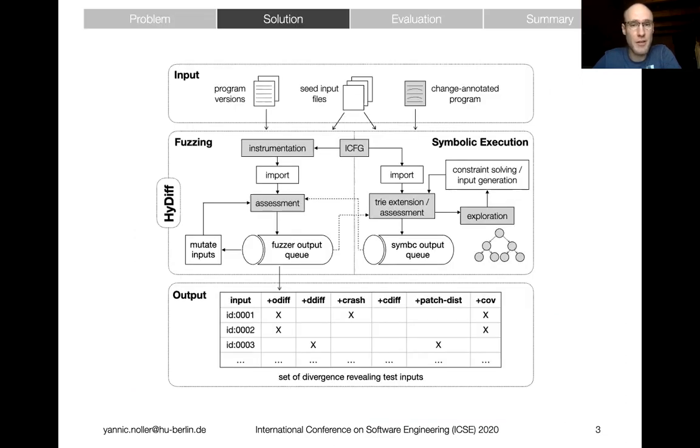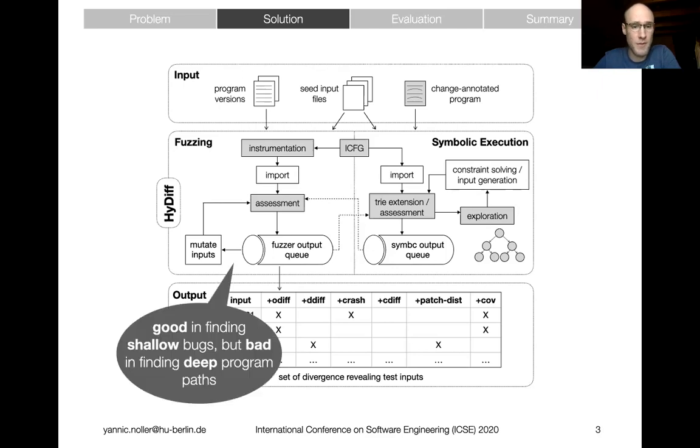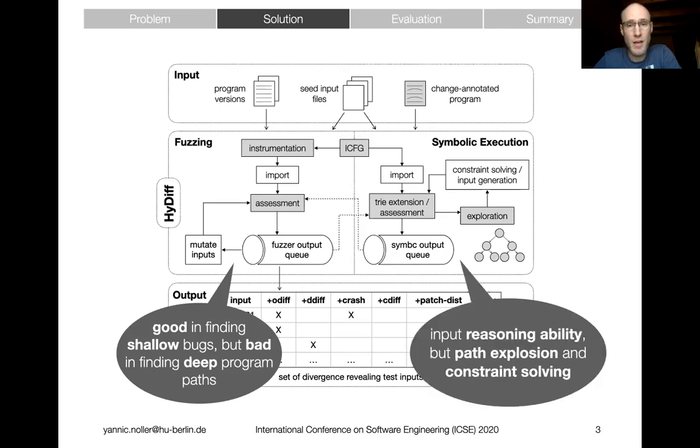In this figure here, you can see an overview of our approach. As you can see, we combine fuzzing with symbolic execution. Fuzzing on the one hand side is good in finding shallow bugs. It's a very efficient input generation technique. But since it uses random mutations, it's very hard to hit very specific constraints in the program, and therefore it's very bad in finding deep program paths. On the other hand side, symbolic execution performs a systematic exploration, and it's known for its input reasoning abilities. However, it's also known that it suffers from path explosion and complex constraint solving.